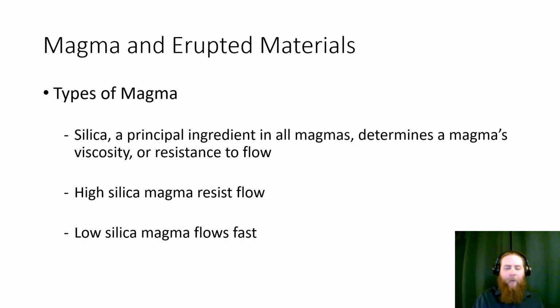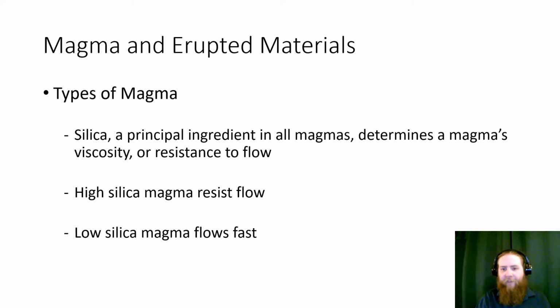So, magma and erupted materials. Not all magma is the same. There are different types of magma, and this difference is determined by how much silica is in it. Remember, silica was silicon and oxygen. This principal ingredient for magma determines its viscosity, or resistance to flow.